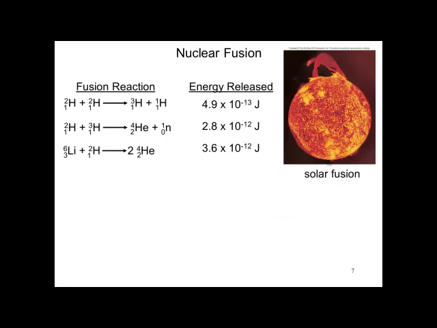Here's nuclear fission. On the Sun, we have a fusion reactor. The reactions that take place are on the left. We have deuterium reacting with another deuterium isotope, making tritium. Deuterium reacting with tritium to make an alpha particle, and lithium reacting with deuterium to make more alpha particles. In each case, you see the energy released.